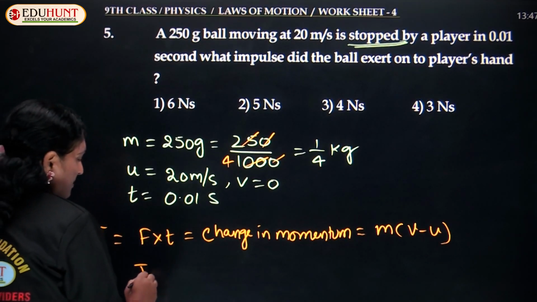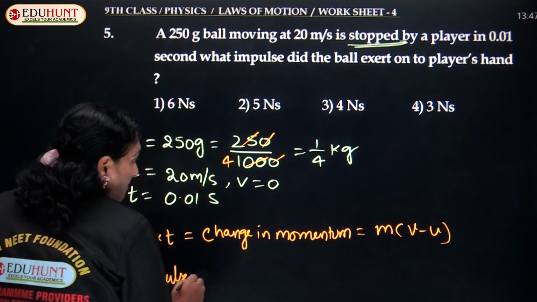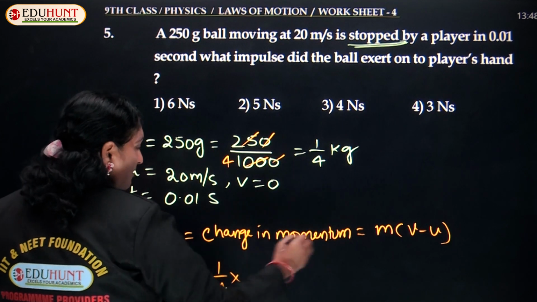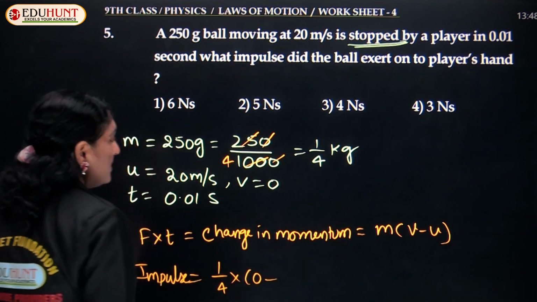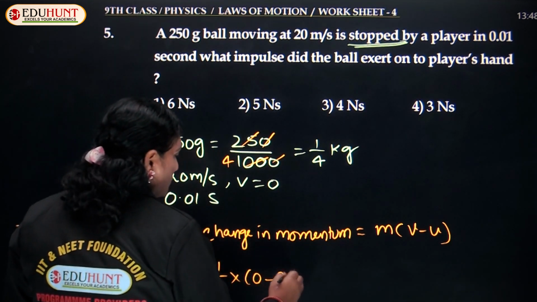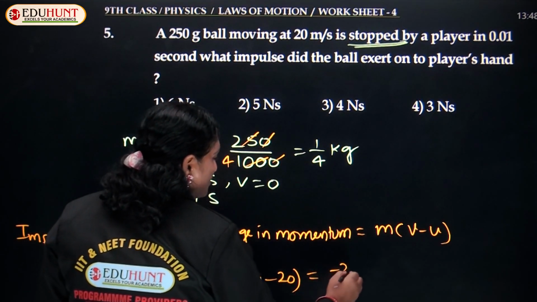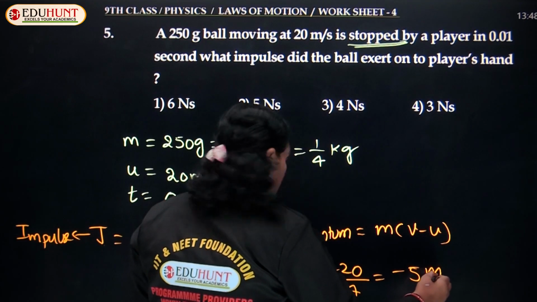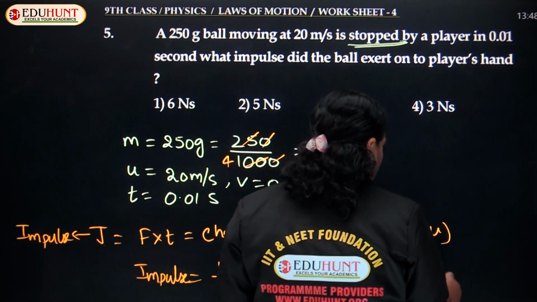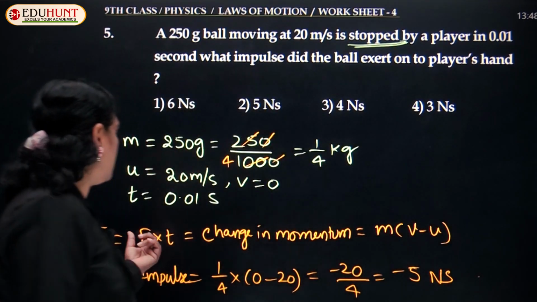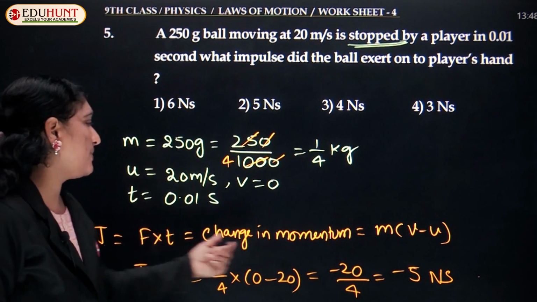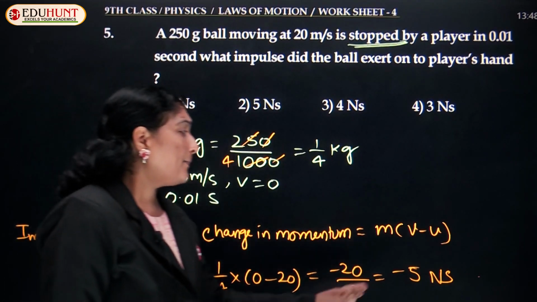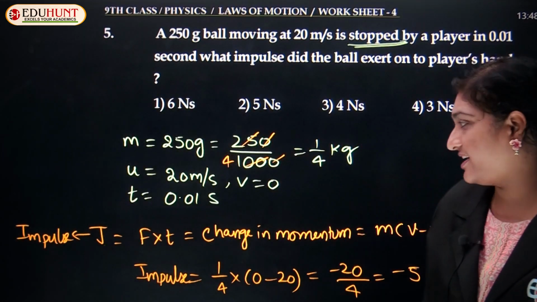Hence, impulse is equal to mass. What is the value of mass given? 1 by 4 kg. Final velocity 0 minus initial velocity 20. So this is equal to minus 20 upon 4, and this is equal to minus 5 Newton second. From this I have considered the unit. Force is measured in Newton and time is measured in second, Newton second. Plus and minus only indicate the direction.